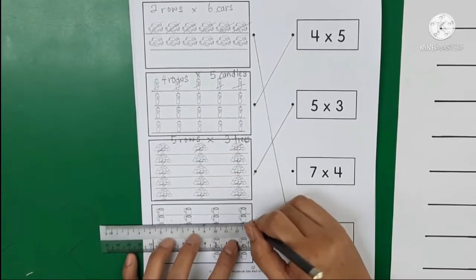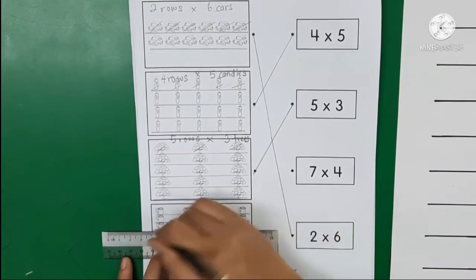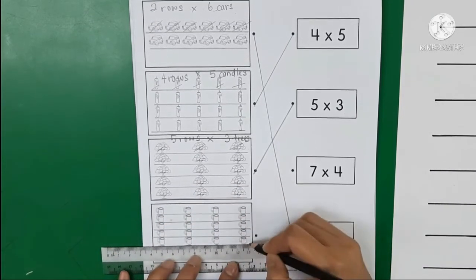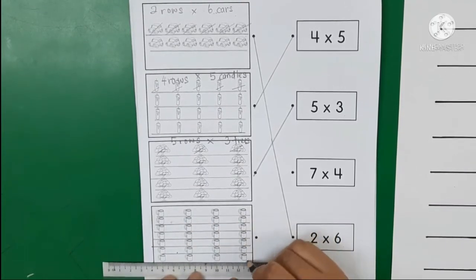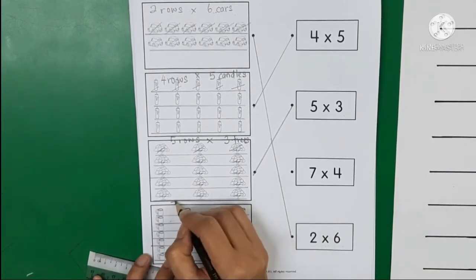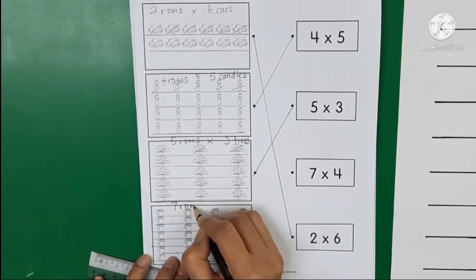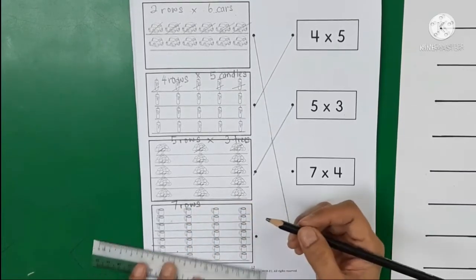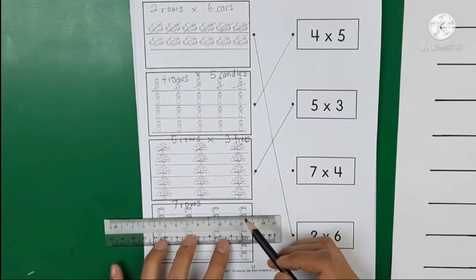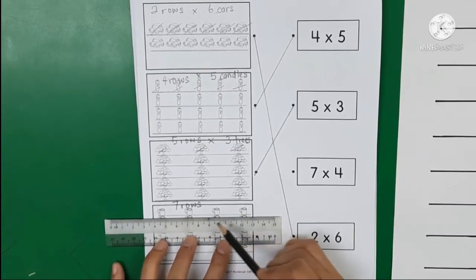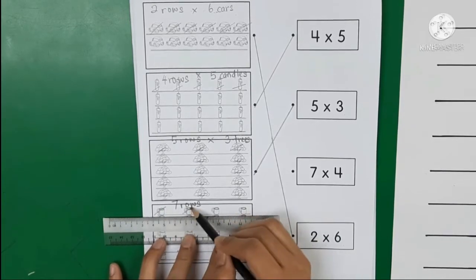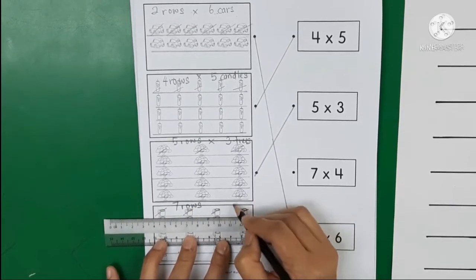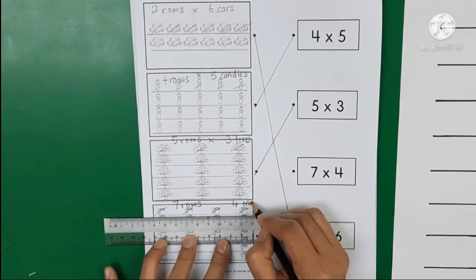The last picture, let's identify how many rows first. 1, 2, 3, 4, 5, 6, 7. How many rows do we have? 7. 7 rows. And how many objects, which actually are mugs, in each row? Count for me. 1, 2, 3, 4. 4 mugs in each row.